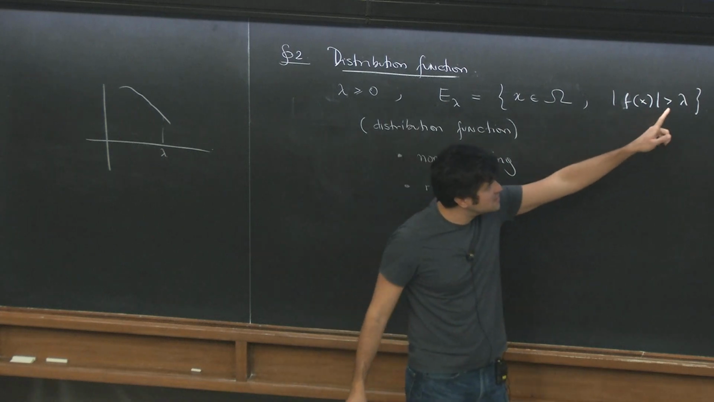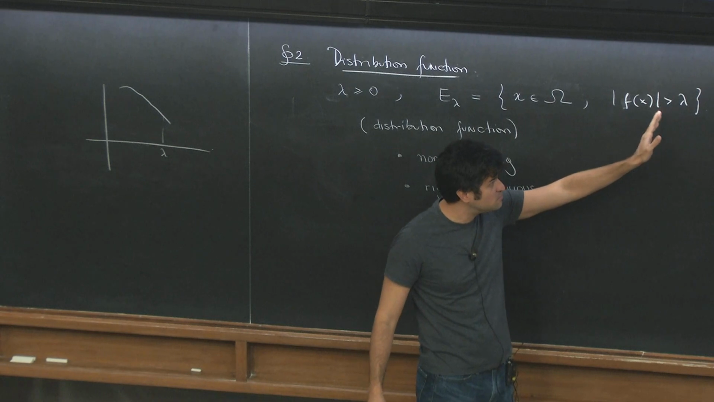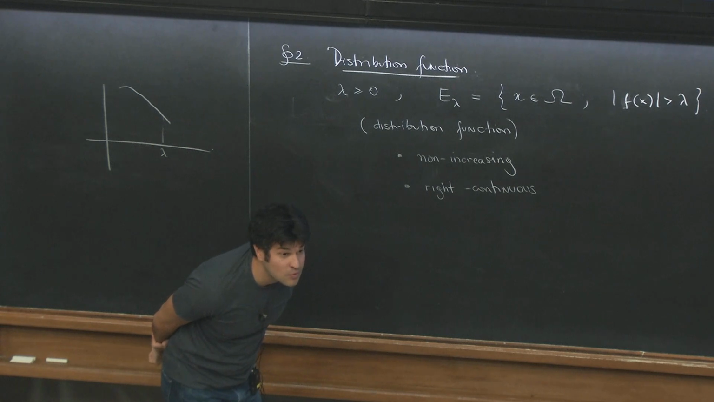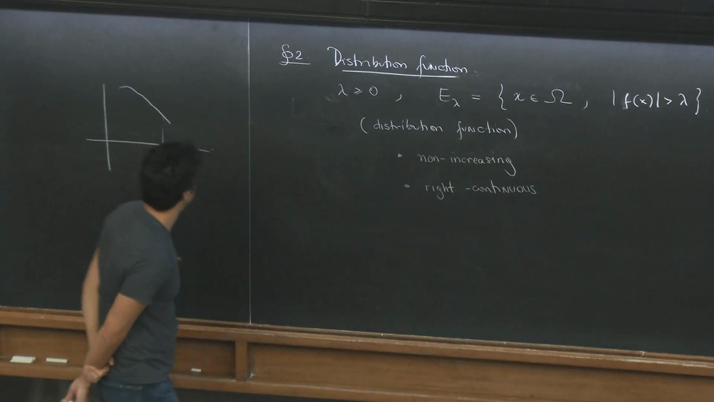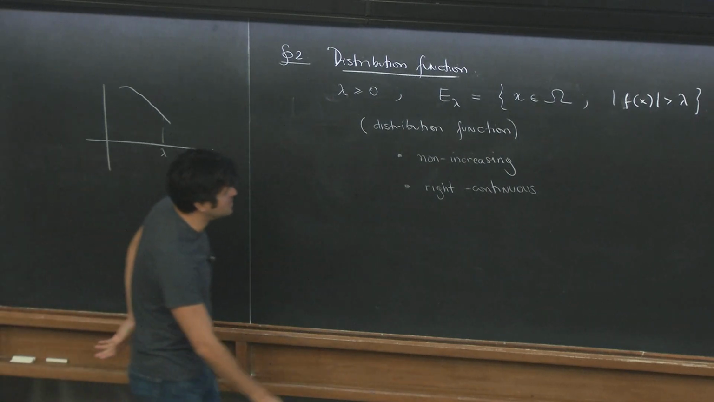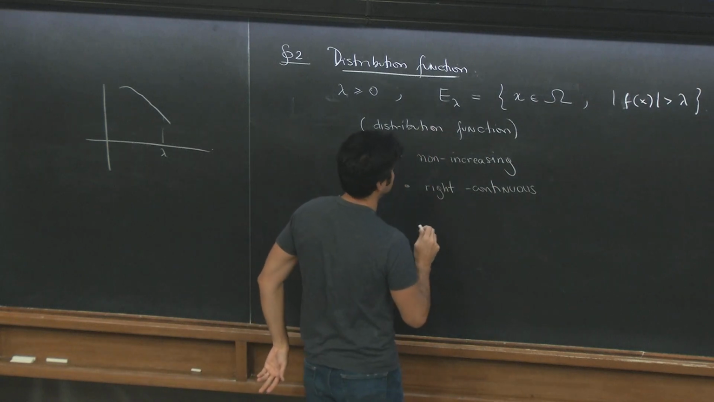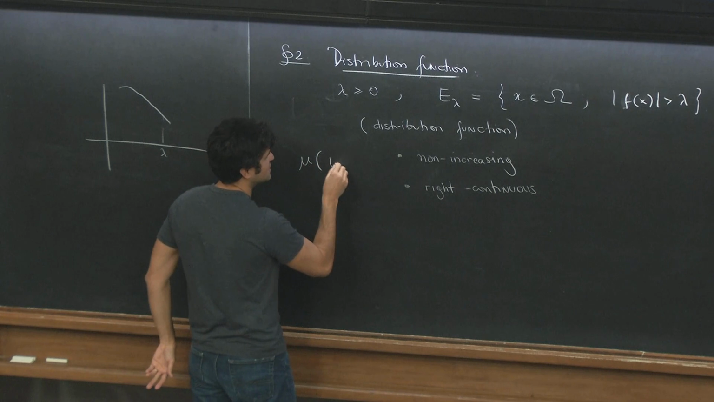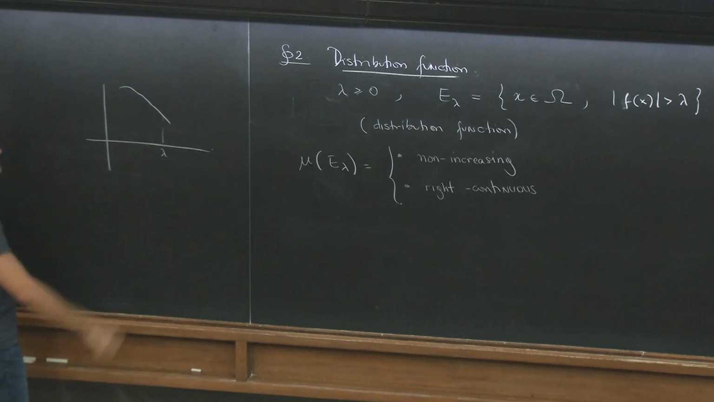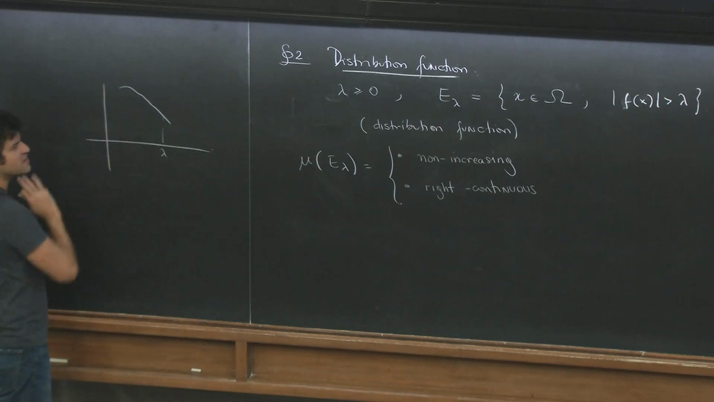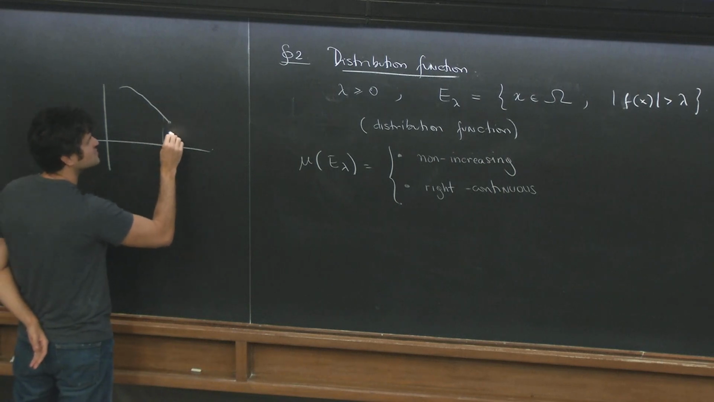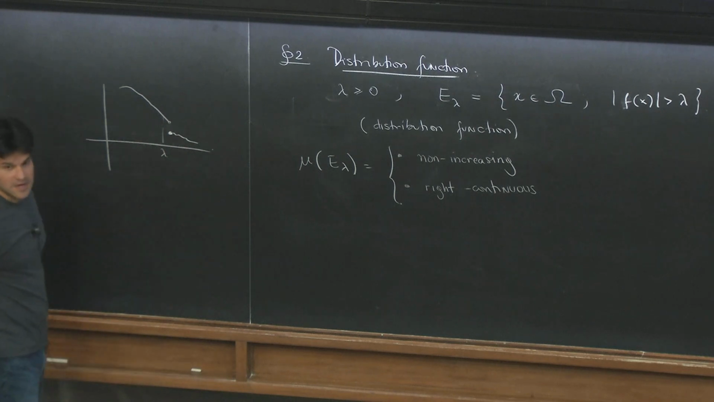If you just put bigger here, not bigger or equal, this is going to be right continuous. Oh, I'm sorry. Yes, you're absolutely right. If I call E lambda, I'm thinking about the measure of E lambda. So the measure of the set E lambda is a non-increasing function. It's right continuous. So you may have points where it breaks, and then here it continues. It's continuous from the right.